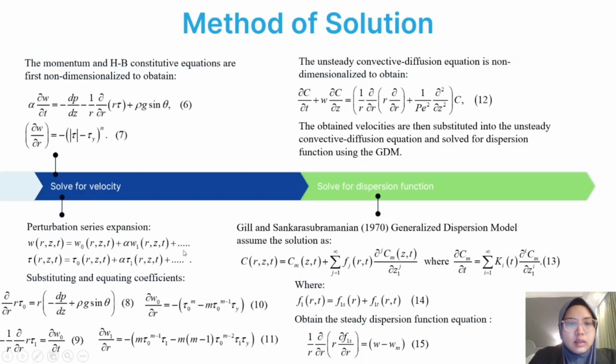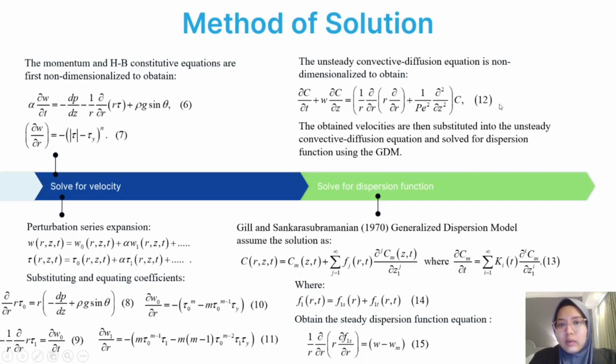This equation here is substituted into equations 6 and 7. And then, equating the coefficients of the constant and the alpha terms, we obtain equations 8, 9, 10, and 11 here. From there, we can proceed to solve for the velocities using the integration method. Next, we solve for the dispersion function. Firstly, the unsteady convective diffusion equation is non-dimensionalized.